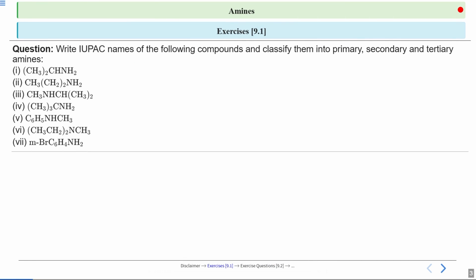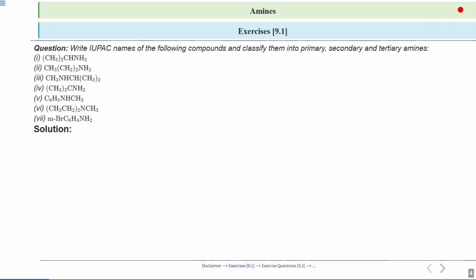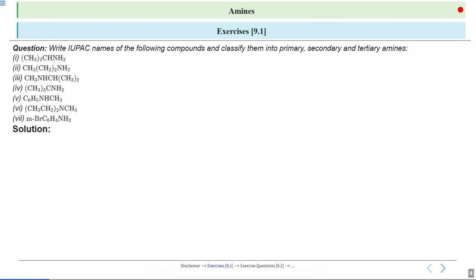Okay, let's start with the first question, which is exercise 9.1. You have to write IUPAC names of the following compounds and classify them into primary, secondary and tertiary amines. So you have to tell two things: IUPAC names and their classification. Let's begin with the IUPAC nomenclature.